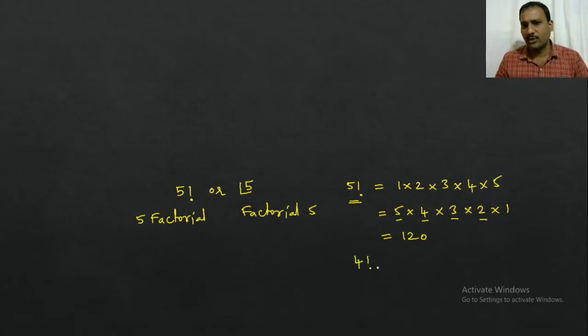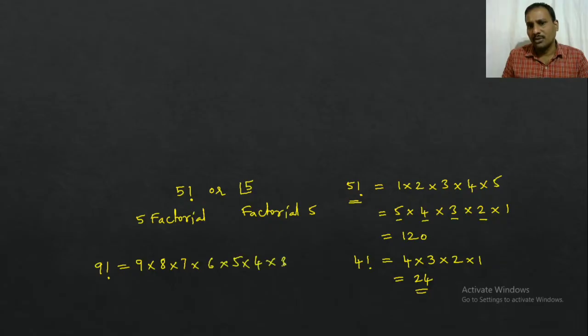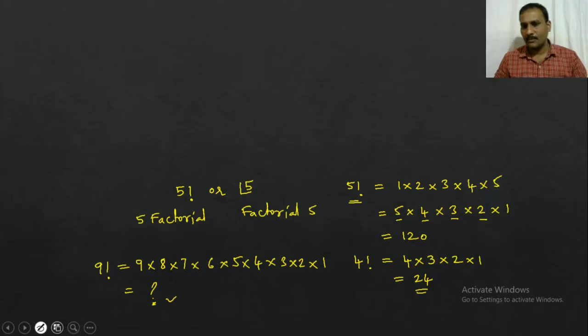Suppose you want to find 4 factorial, that is 4 into 1 less than 4, that is 3, 1 less than 3, that is 2, 1 less than 2, that is 1. So 4 into 3 into 2 into 1. That is 4 3s are 12, into 2 is 24, into 1 is 24. Similarly, you can write 9 factorial as 9 into 8 into 7 into 6 into 5 into 4 into 3 into 2 into 1, and you can find the product. So this is the notation of factorial.